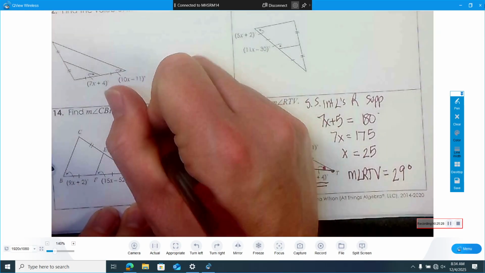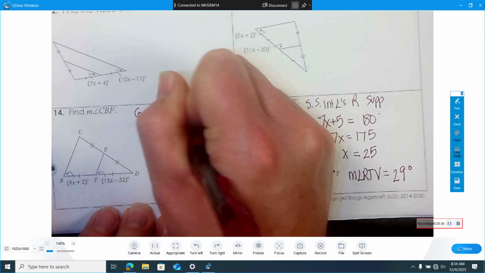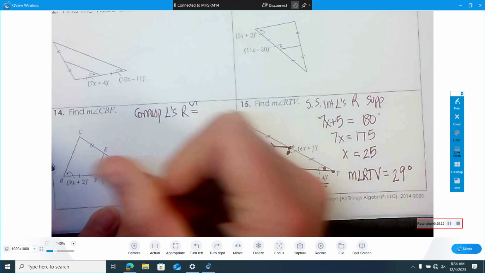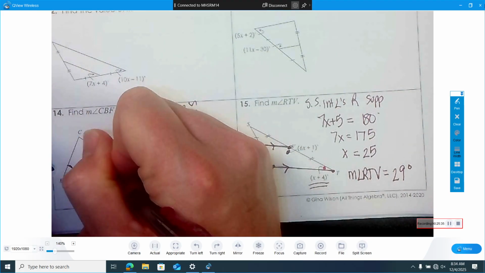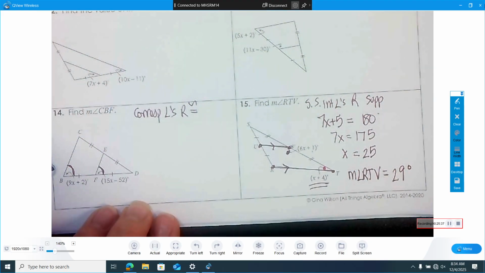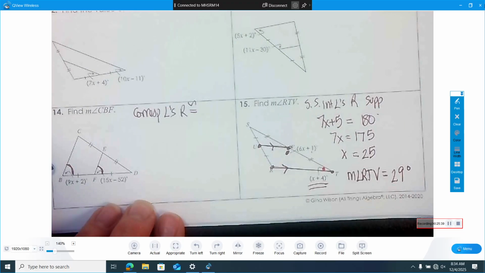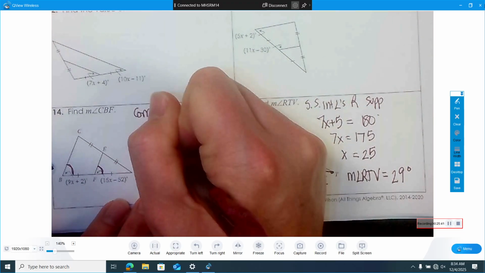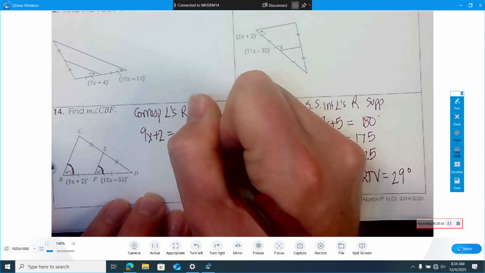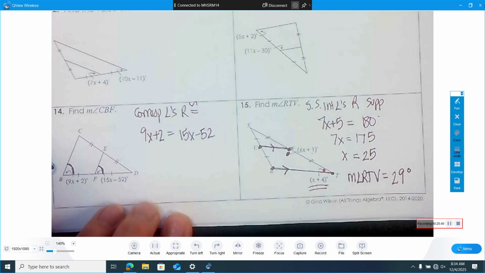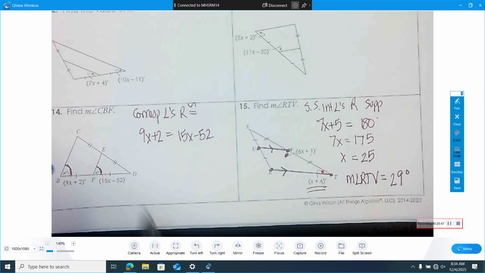Corresponding. Corresponding angles are congruent. These are corresponding angles. So what's the equation we set up for corresponding angles? 9x plus 2 equals 15x minus 15. Yes. All right. So you have to be able to recognize the difference here. They're giving us corresponding angles and they're equal to each other. Here they're giving us same side interior, so they're supplementary. So everything we're doing is building upon stuff we've already learned, right?